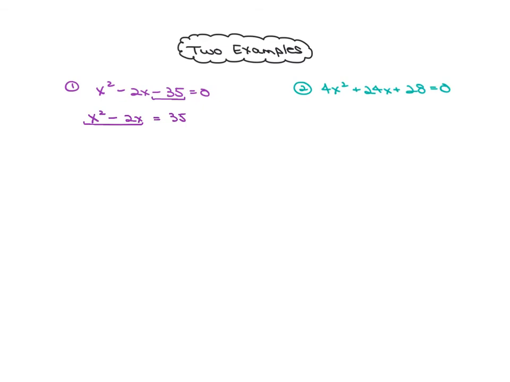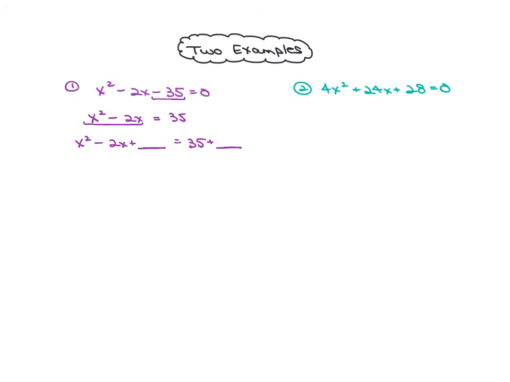Now, because of this, I can complete the square. I'm going to have to add something to this side to make it a perfect square trinomial. And whatever I add to one side of the equation, I better do the same thing to the other. So I'm just going to get set up for that.